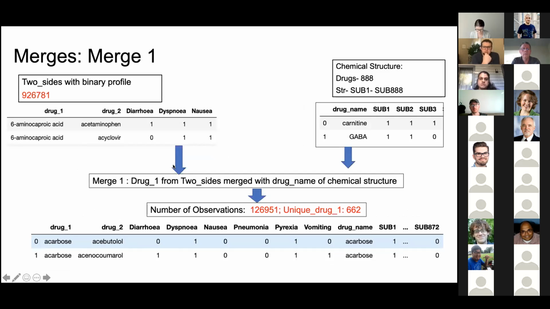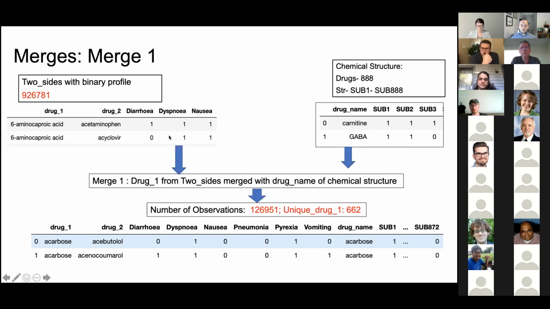Now I have to also merge this data set with a chemical structure data set, so that we can use the chemical structure as features to predict the side effects, which are diarrhea, dyspnea, and nausea. So now the chemical structure data set has only one drug column, and then it was followed by several chemical structures. Again, those were in the form of 1 or 0. So substructure 1 is present with respect to carotene.